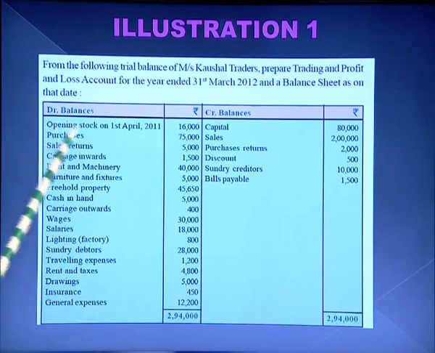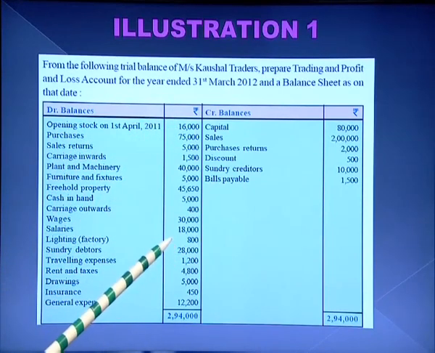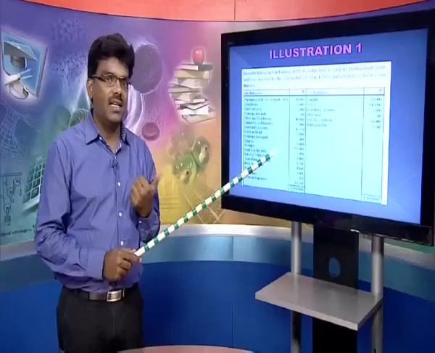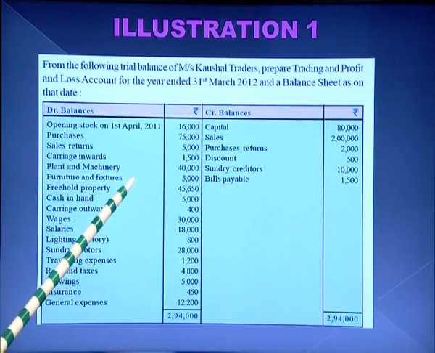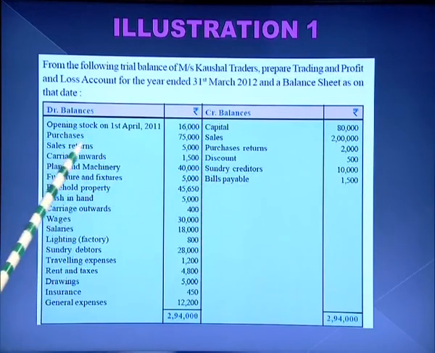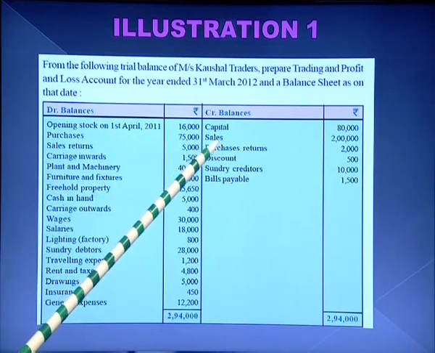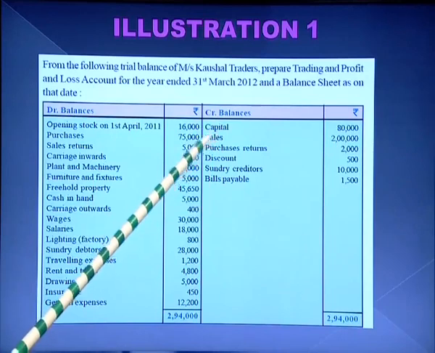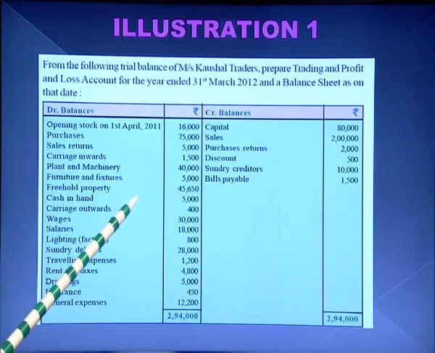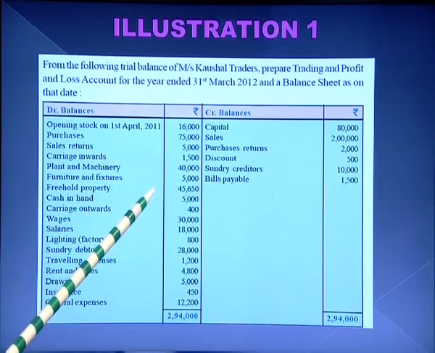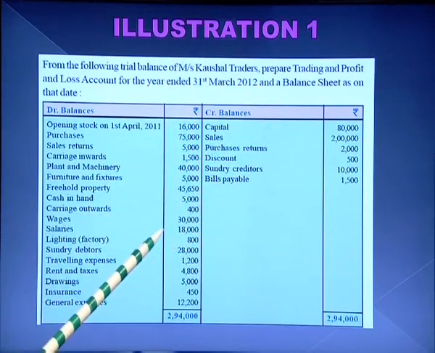So, first is opening stock, that is 16,000. Opening stock goes in the trading account, because this is a direct expense. Second one is purchases, purchases are also written in the trading account. Next one is sales return, which will be deducted from sales. You see that sales given on the credit side of the trial balance is 2 lakh and the return amount is 5,000. So, when we prepare the trading account, we will deduct rupees 5,000 from the total sales of 2 lakh.